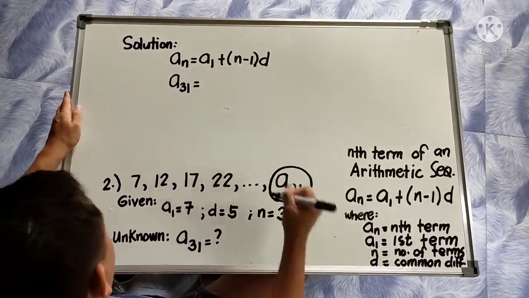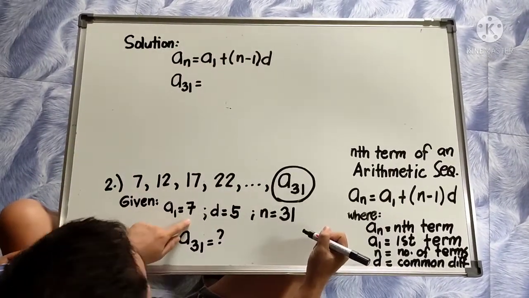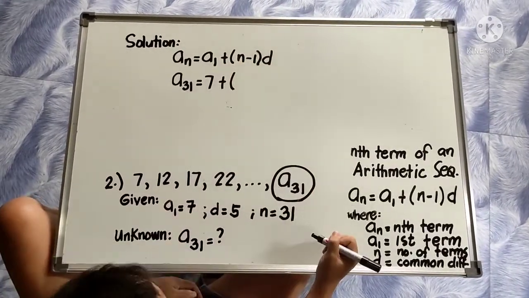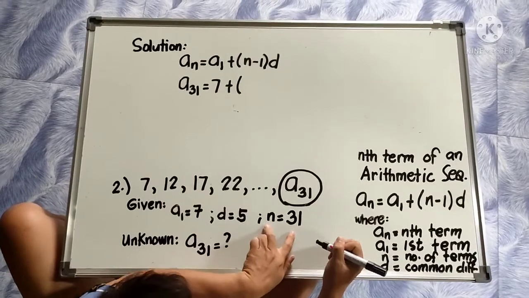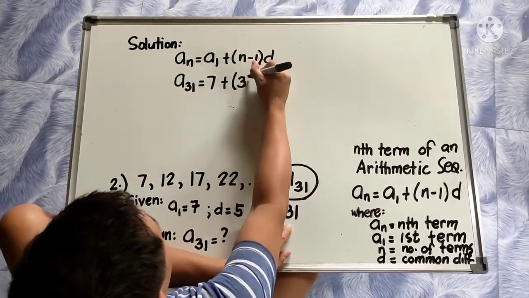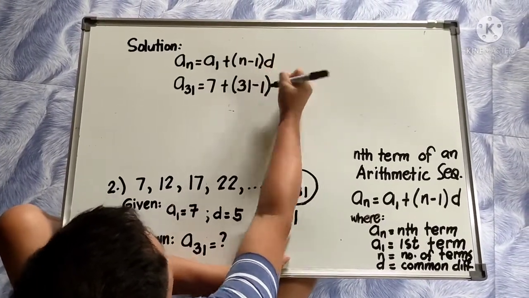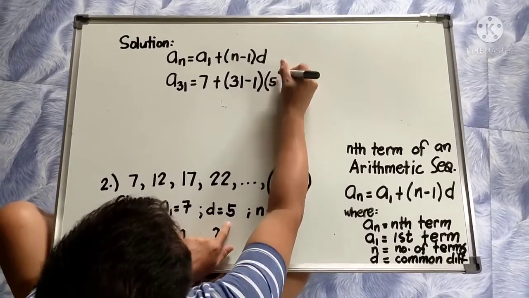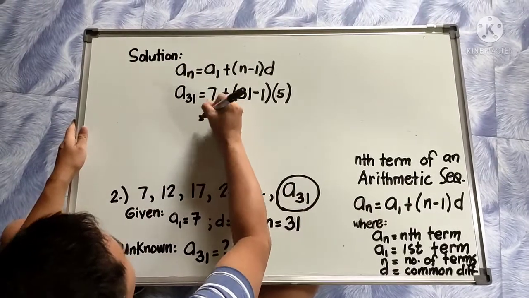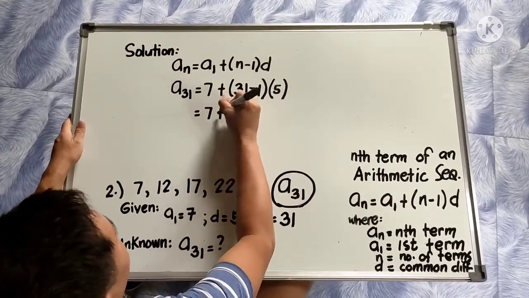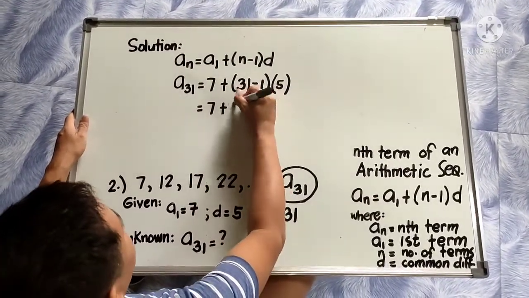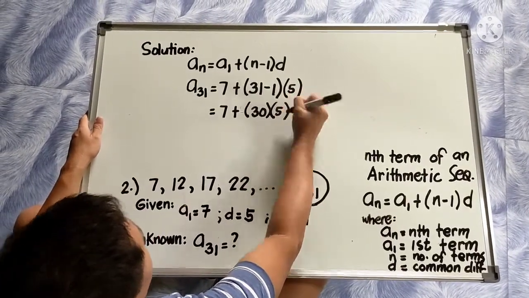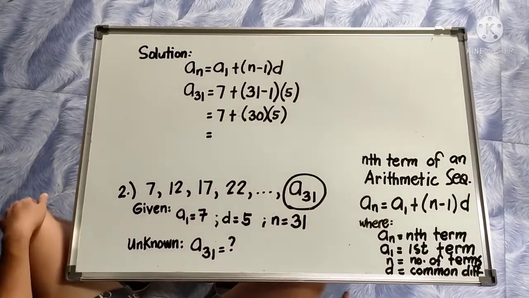It is now equal to our a sub 1, which is 7, plus the quantity of, how many terms are there? What is our n? Our n is 31 minus 1 times, what is our d? Our d is 5. Now, you simplify it further. You will have 7 plus 31 minus 1 is 30 times 5. Now, simplify.